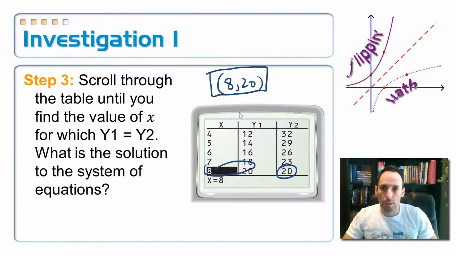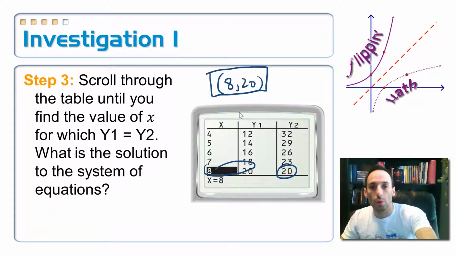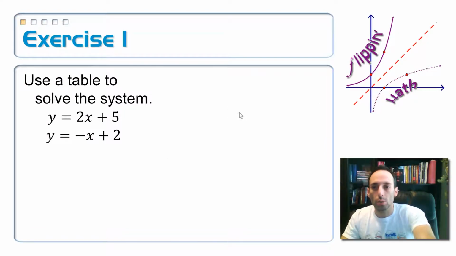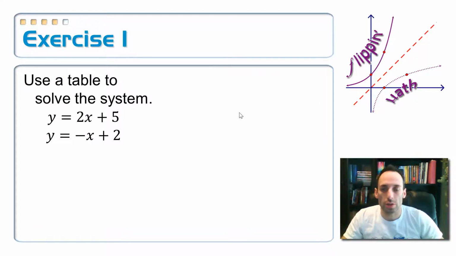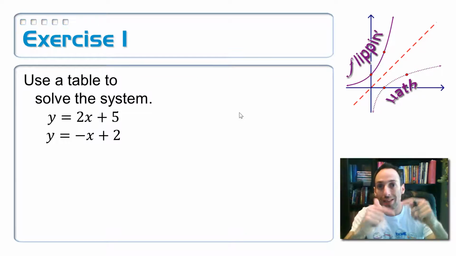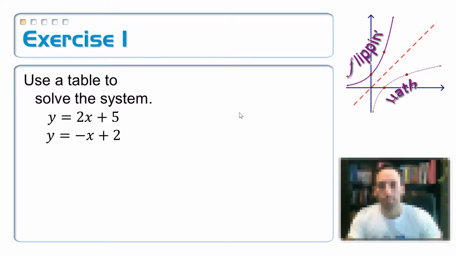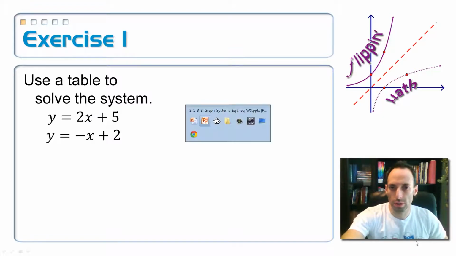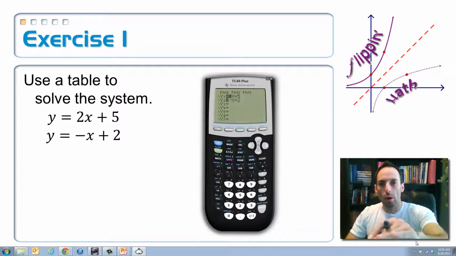Okay? So what I want you to try to do is do this yourself on this next exercise. Do the same thing, go to y equals, and here are your two new equations. Find where y1 and y2 are equal to each other in the table, and then write down the point that they have in common. Alright, so you probably had these typed into your calculator like so. I have y1 is 2x plus 5, and y2 is negative x plus 2.